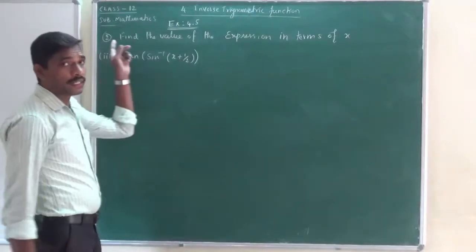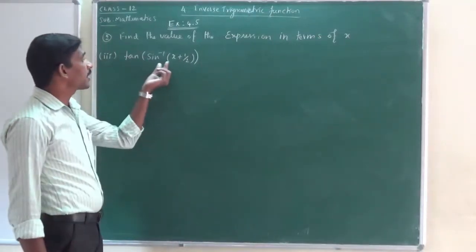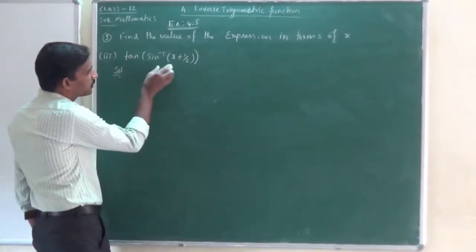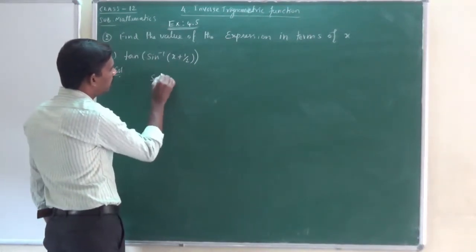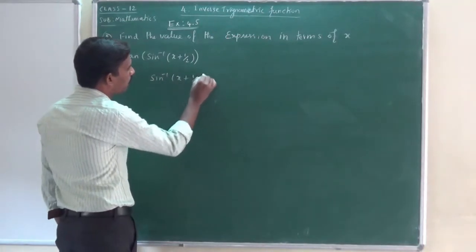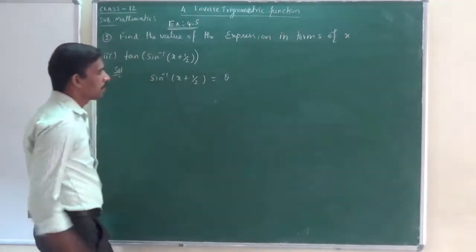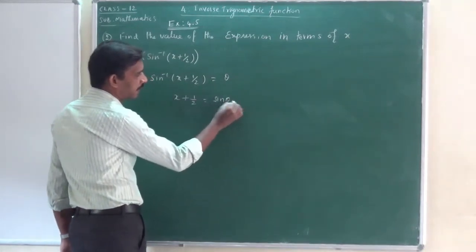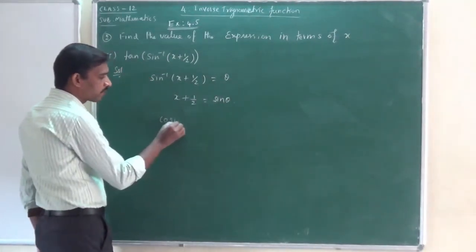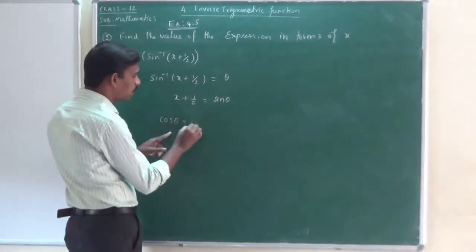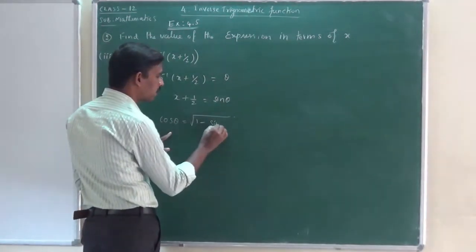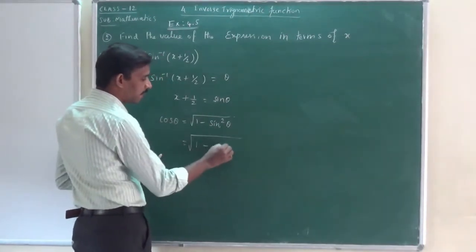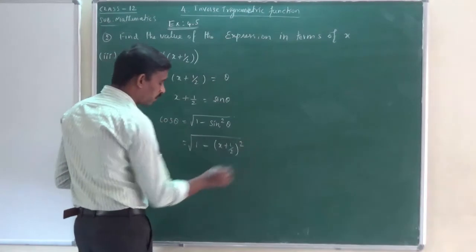Okay, that was the second problem, now the third one. Tan of sin inverse of x plus 1 by 2. Now as usual we take what is inside the bracket as theta. So sin inverse of x plus 1 by 2 is equal to theta, then x plus 1 by 2 is nothing but sin theta. Now I want to find out cos theta first. So cos theta is nothing but square root of 1 minus sin square theta. So 1 minus x plus 1 by 2 the whole square.